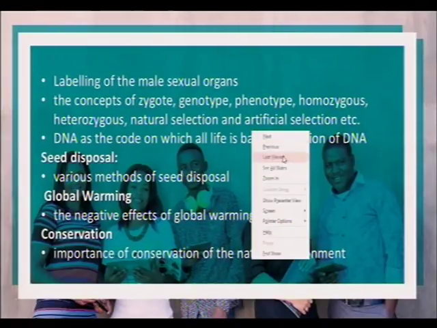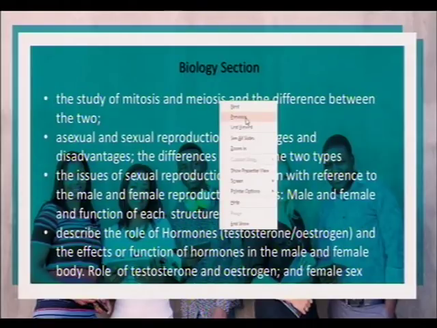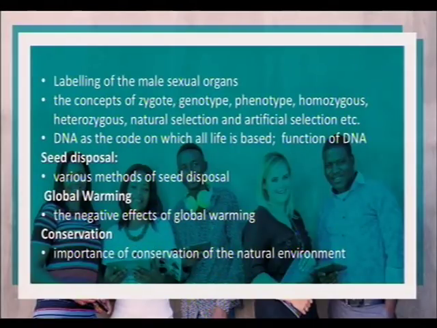So just to repeat, it is the section on asexual and sexual reproduction, the advantages and disadvantages of asexual and sexual reproduction, the issue of sexual reproduction in humans with reference to the male and female reproductive system, and the role of hormones, and then the role of testosterone and estrogen, and the female reproductive and sexual organs.